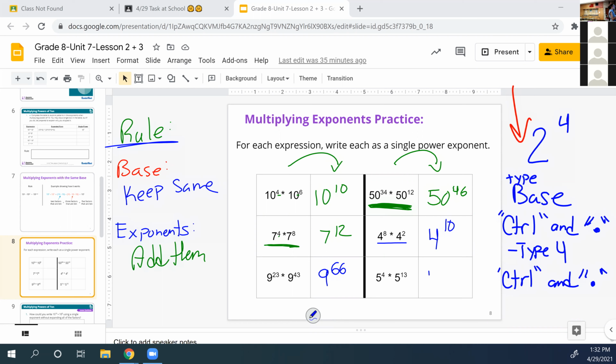Last one here, we're going to keep that base of 5. We're going to add our exponents, so we're going to get 5 to the, very good, Bridget. Check that, adding 13, add 4 more, 14, 15, 16, 17, to the 17th power. Very nice. Let's get these written in here. I'm going to move into the next piece of this in a moment, so let's get ready.